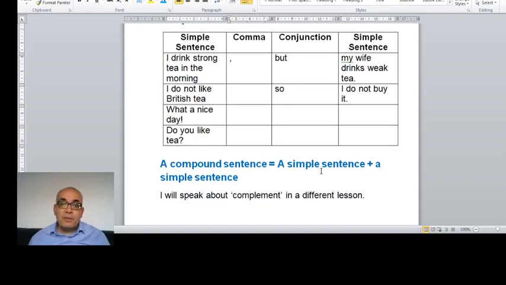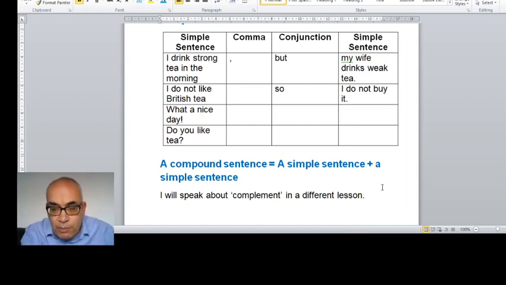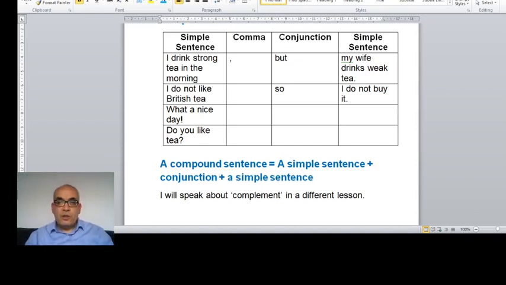A compound sentence, what is a compound sentence? It is a simple sentence and another simple sentence. So I use two sentences together. One simple sentence and then you have to put another simple sentence. But between the two sentences, what do we put? You have to put a conjunction. And then, so a compound sentence, we have two simple sentences: simple sentence, conjunction, and then another simple sentence.